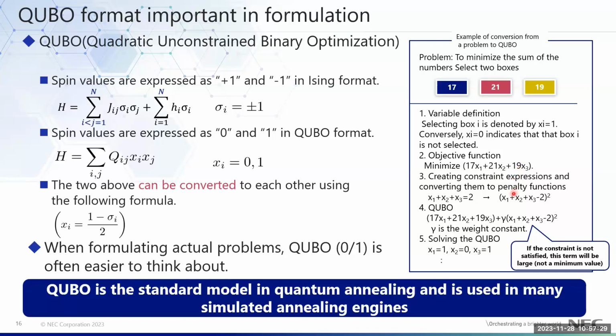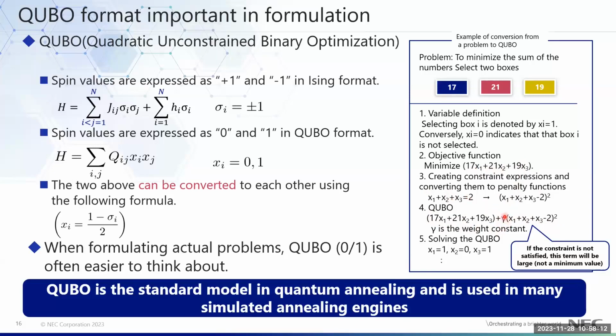Now, to do this, you create constraint expressions and you convert them to penalty functions. In this case the quadratic aspect comes in, where you say x1 plus x2 plus x3 has to be 2. That is your first constraint, because only two boxes have to be selected. To represent this quadratically, you bring the 2 to the left-hand side and you square it. On the QUBO, you provide the objective function, which we've seen here, 17x1 plus 21x2 plus 19x3. And then you add the constraint, which is a quadratic representation of this constraint. Only two should be there.